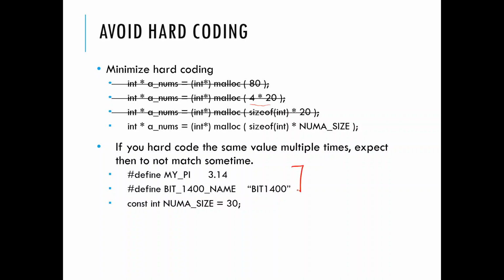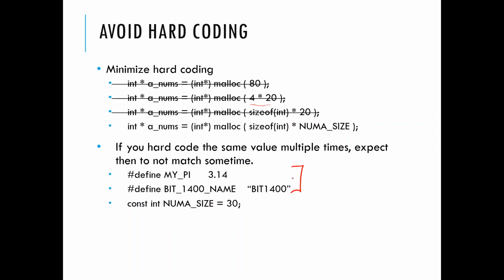And this is using preprocessor instructions. I can define what the bit 1400 name is. It's the string bit 1400. Or I could make a constant integer, for example, and put a value. Both are ways of doing it so that you only do it once.